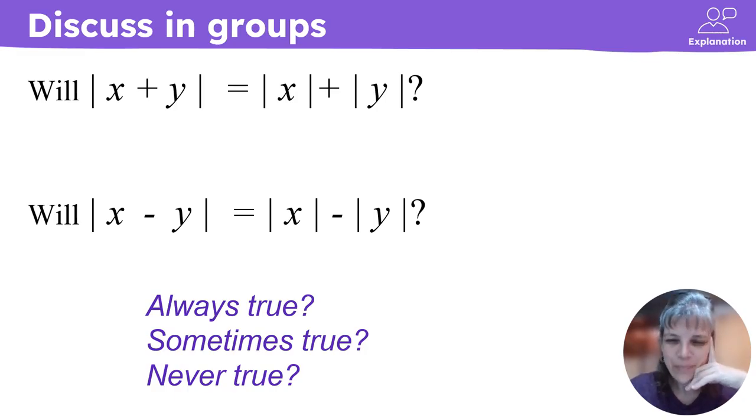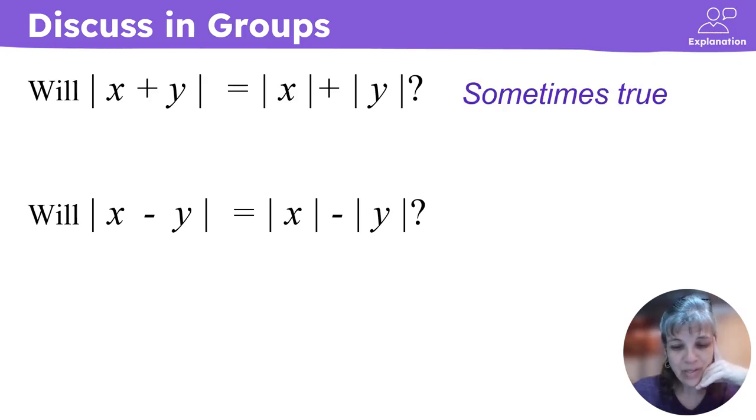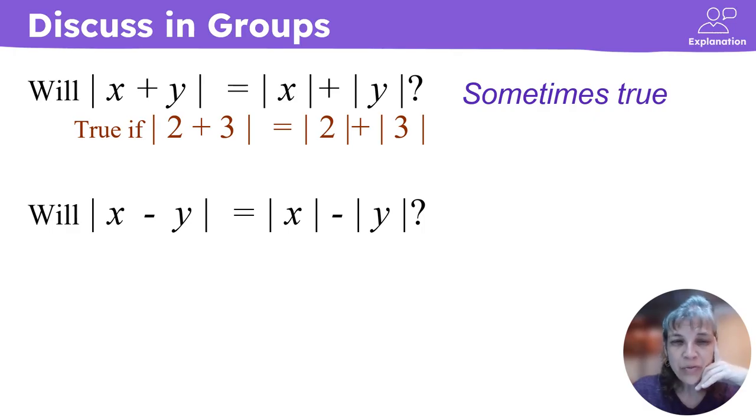Okay, welcome back. Hopefully you had time to discuss, and let's talk about these two things. First of all, the positive one. If you have x plus y in a modulus, is that equal to the x in a modulus plus the y in a modulus? Hopefully, you also came up with the fact that it is sometimes true. It can be true, but it can also be false. It would be true, for example, if you had something like 2 plus 3. That does equal the modulus of 2 plus the modulus of 3.